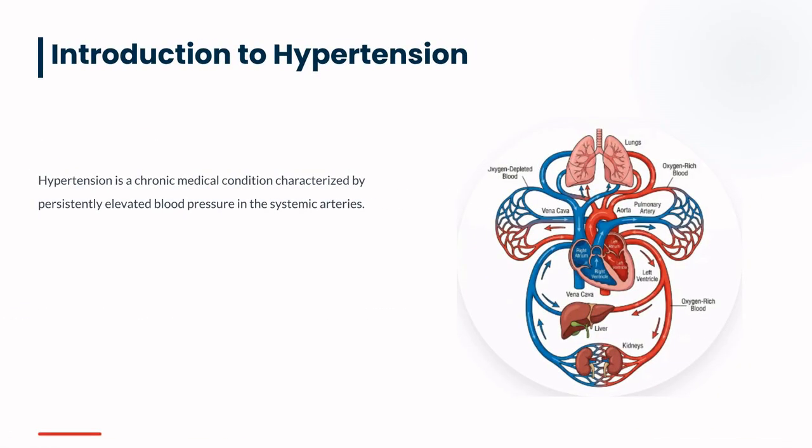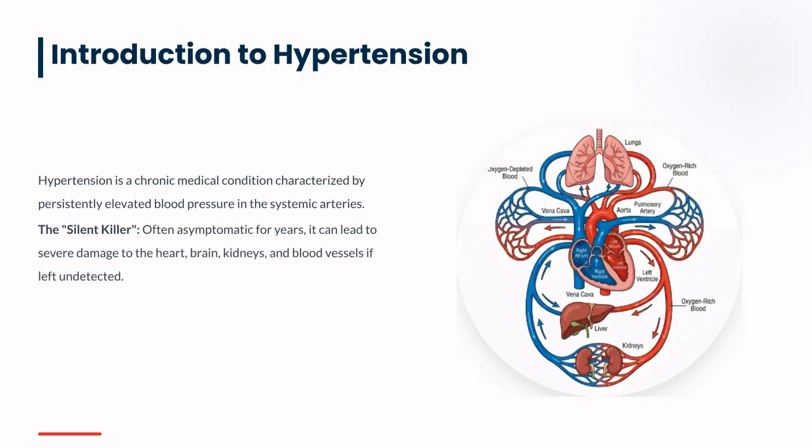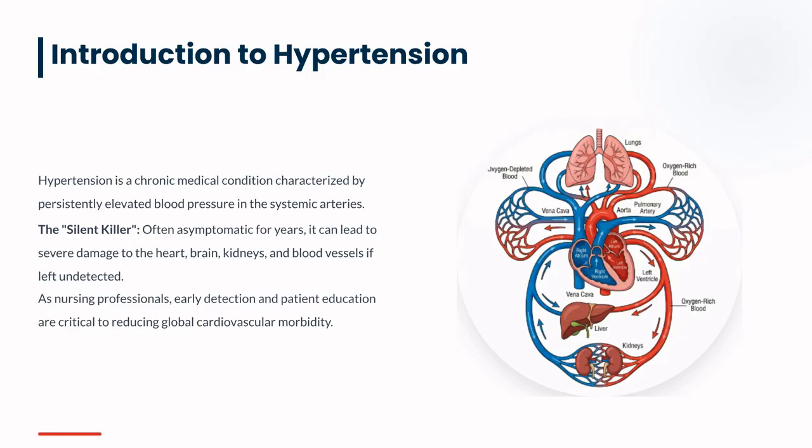pressure. Hypertension is a chronic condition defined by persistently elevated blood pressure in the systemic arteries, known as the silent killer. It is often asymptomatic but can lead to severe damage to vital organs if left undetected. Early detection and patient education are crucial roles for nursing professionals.